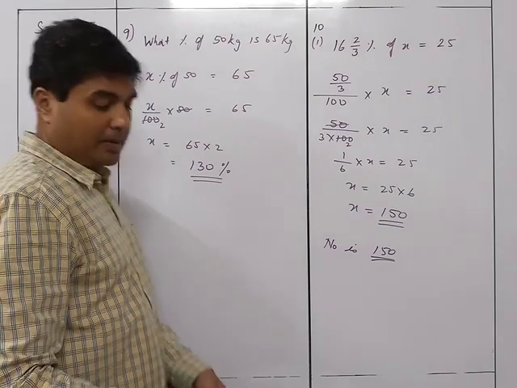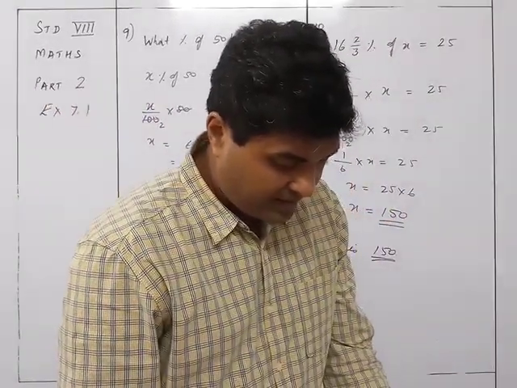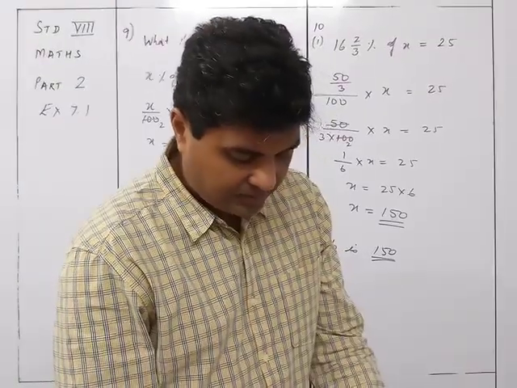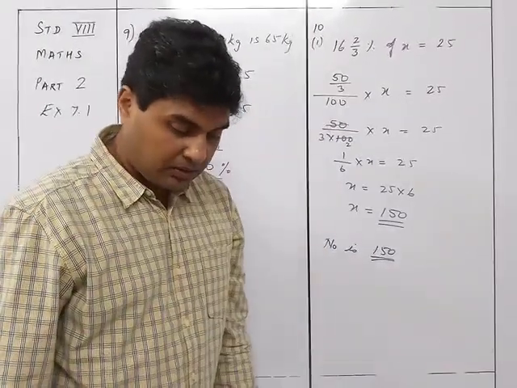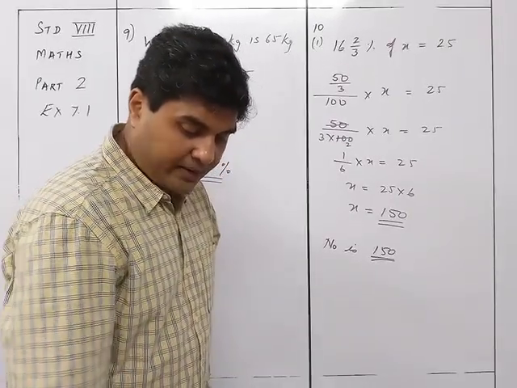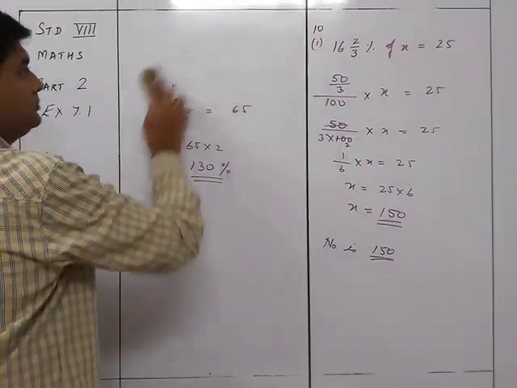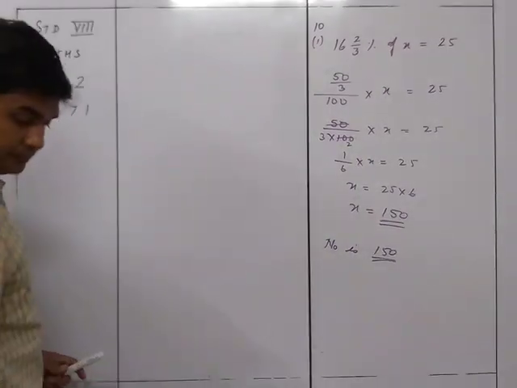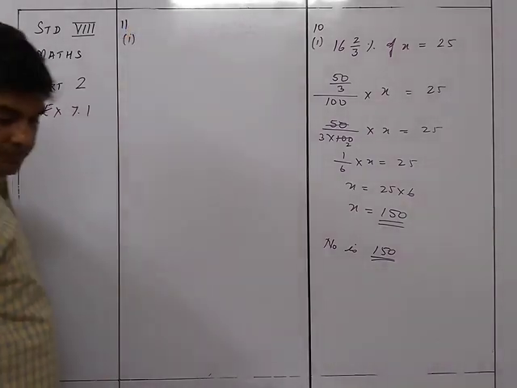Okay, so that was sum number 9 and 10. We can just check them out. Sum number 9 and 10, 130% and 150. We now move on to sum number 11. Now we do the alternate sums again, but do 11 ka first sum. Sum number 11, first.